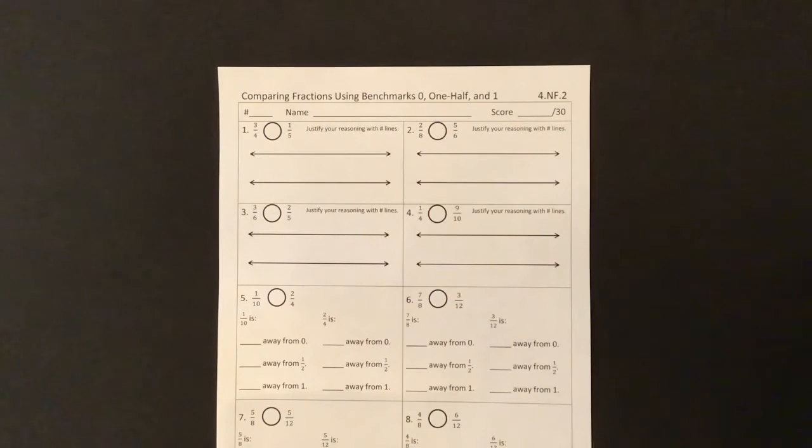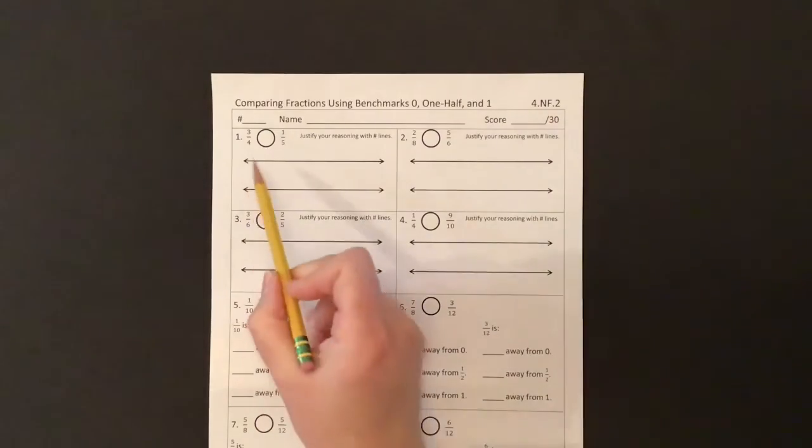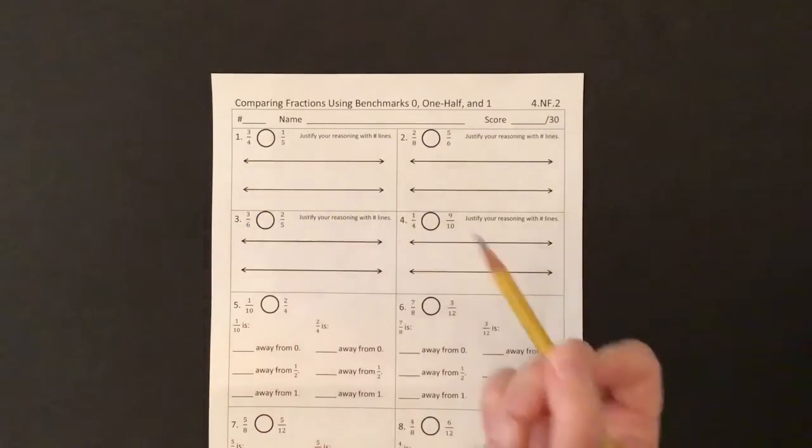So we want to notice if they're close to 0, close to the half, if they are more than a half, or if they're really close to a whole. That helps us to compare the fractions. So for this first fraction, we have 3/4. So we'll go ahead and put 3/4.